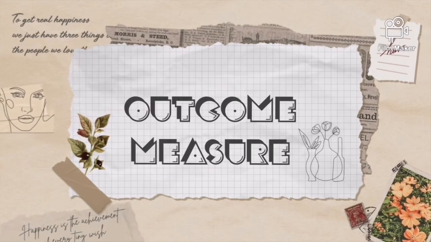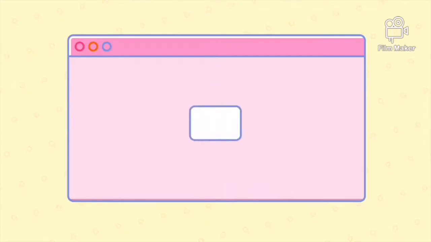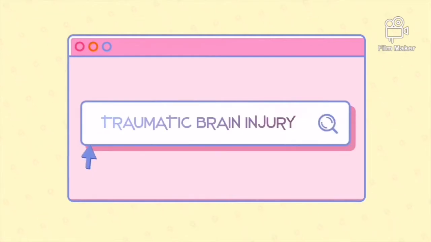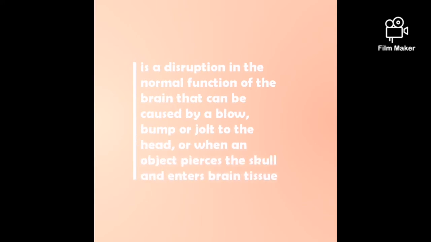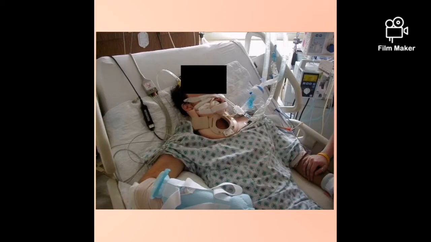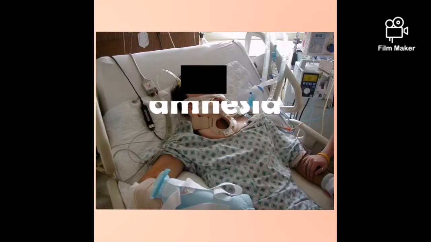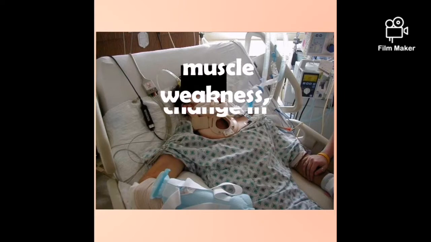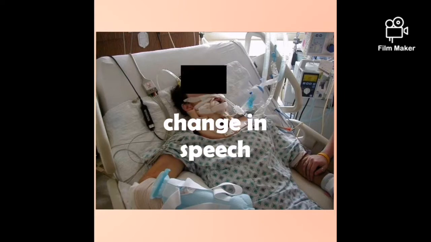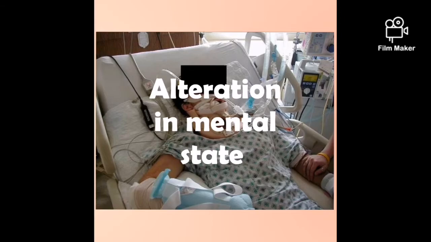Outcome measure. Traumatic brain injury is a disruption in the normal function of the brain that can be caused by a blow, bump, or jolt to the head, or when an object pierces the skull and enters the brain tissue. The patient will experience loss or decrease of consciousness, amnesia, muscle weakness, change in speech, and alteration in mental state.